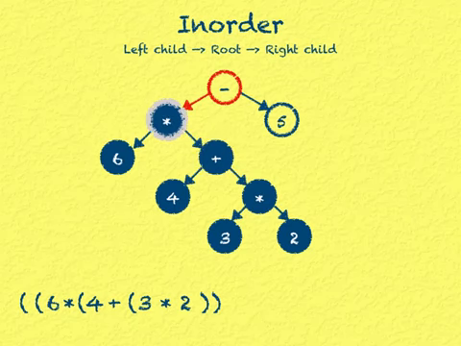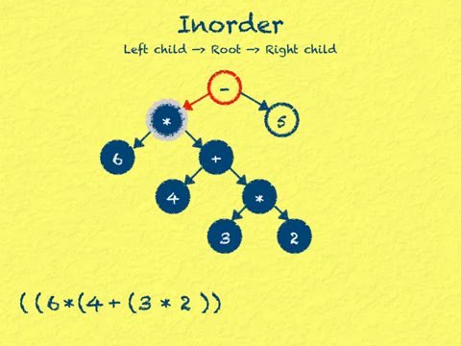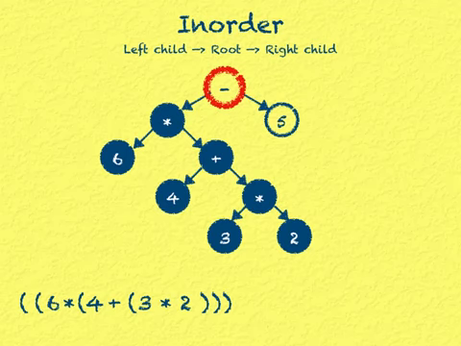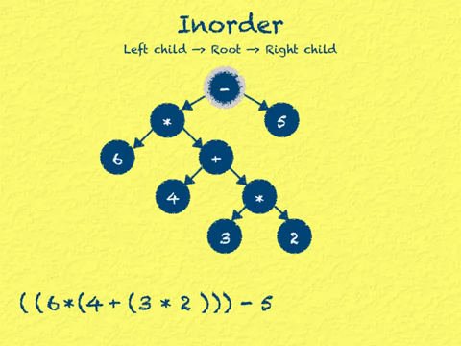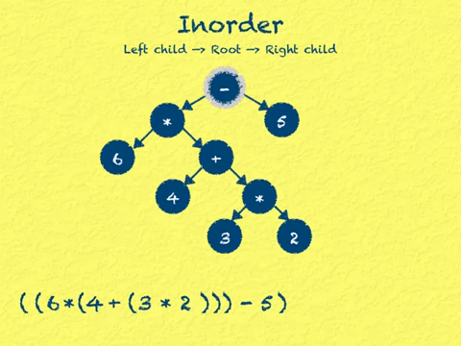I come back up and I say the same thing for multiplication. Both the left and right subtrees are complete, so we draw another set of closed parentheses. I come back up to minus. We're back at the root, so I visit that minus. I come down to 5. 5 is a leaf. We insert it. Come back up to the root. Both the left and right subtrees are complete, so now we can insert another closed parentheses. That's completing our traversal.